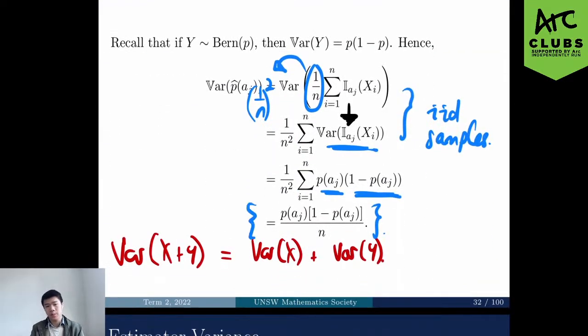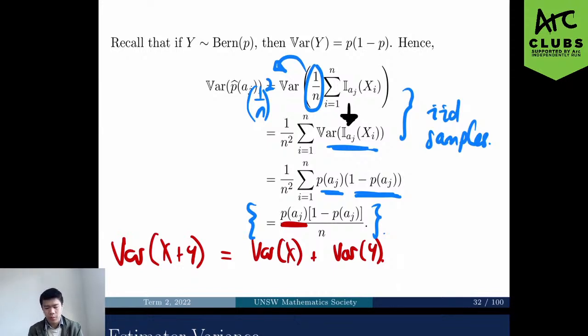And in this case, it's equal to P of Aj times 1 minus P of Aj divided by n. But the idea is we don't actually know P of Aj. That's what we're trying to estimate. So if someone asks you for the variance of the estimator, and you tell them, oh, it's P of Aj times 1 minus P of Aj divided by n, well, that's not very helpful, is it?